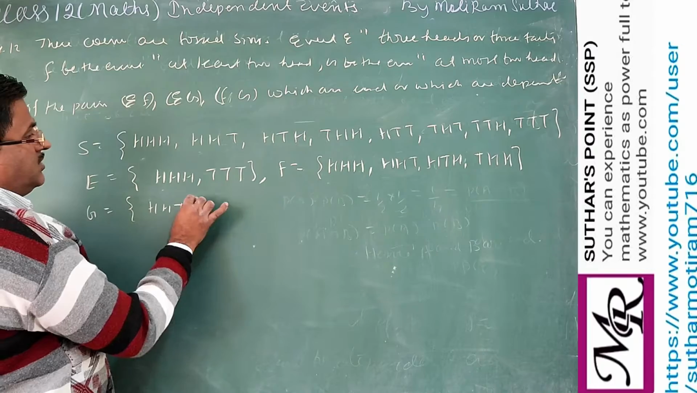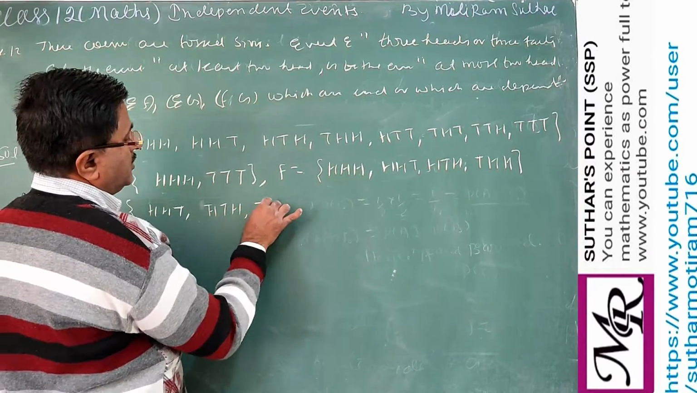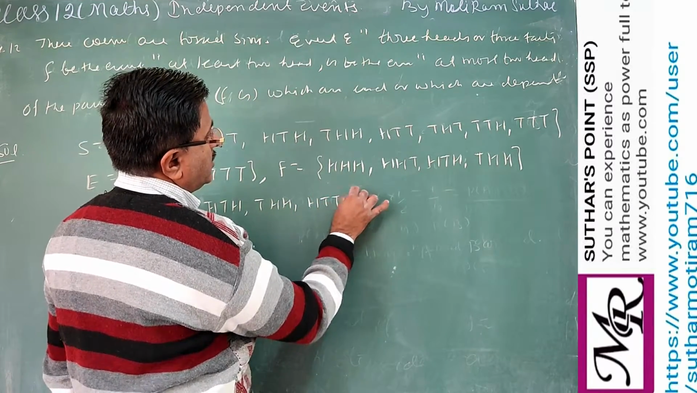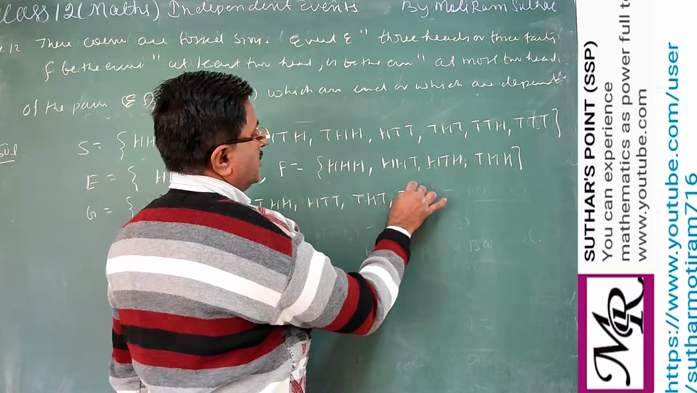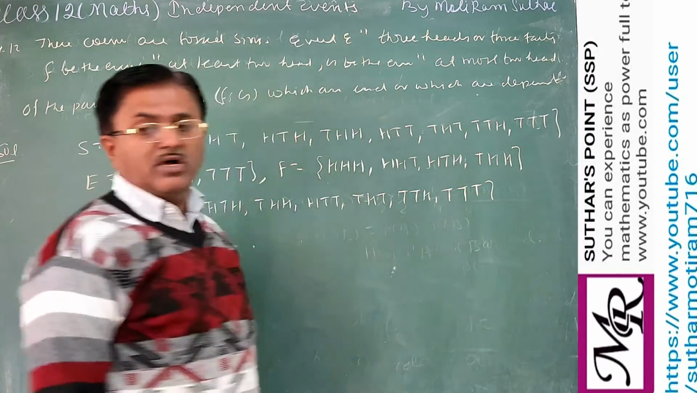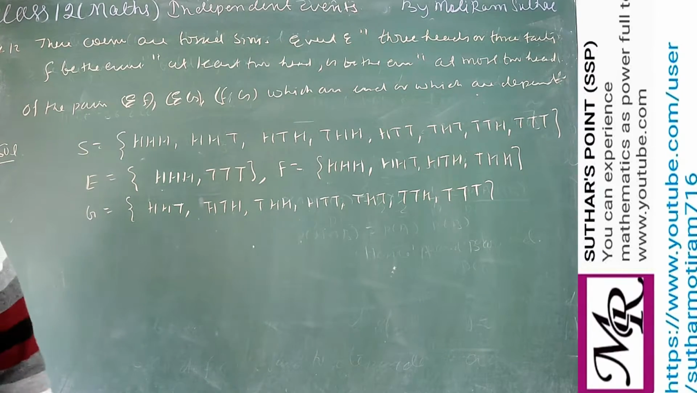HHT, HTH, THH, HTT, THT, TTH, and TTT. So these are the possible outcomes for the event G. So we have to write all the cases.